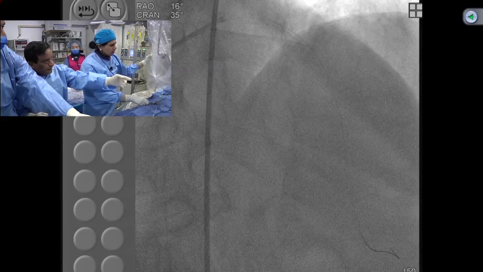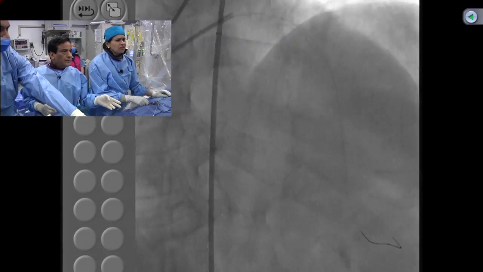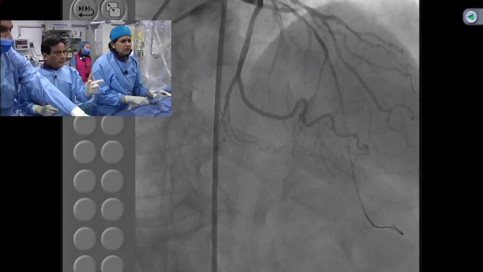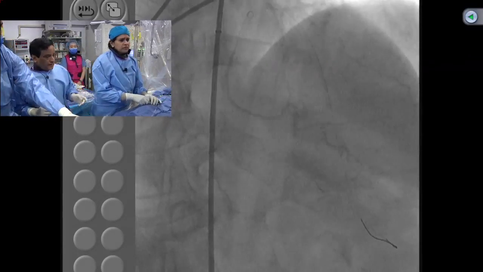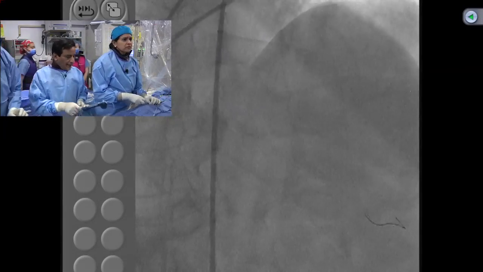Her ripping is in it. Yeah. Need to go a little distal, remember? A little massage. The artery needs a little massage.